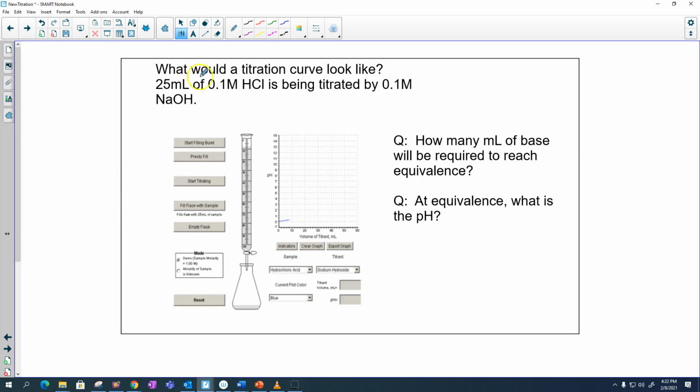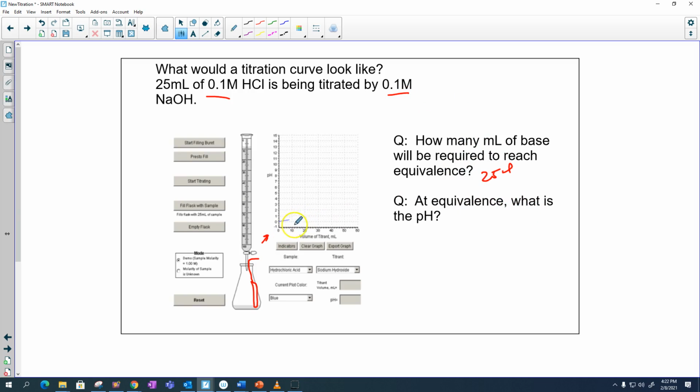Alright, so what would a titration curve look like if we're using a pH meter? Okay, so we got a little pH meter here measuring the pH and shuffling it up to this computer, which is tracking the pH. What would the titration curve look like? At 25 milliliters, 0.1 molar HCl is being titrated with 0.1 molar NaOH. So we should realize they're the same concentration. So how many milliliters should be required? 25 milliliters should be required. At equivalence, what is the pH?